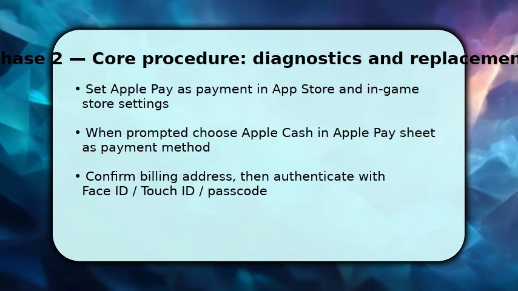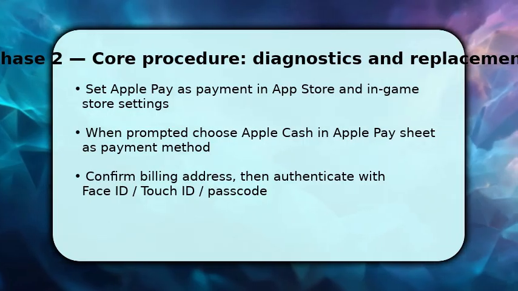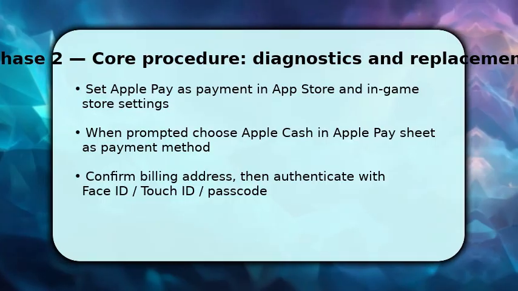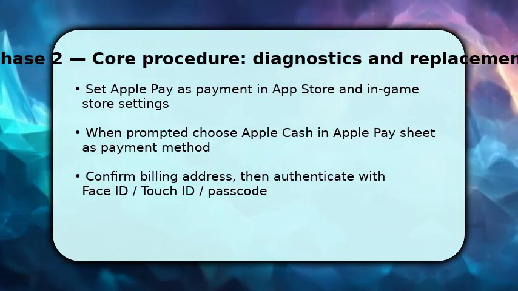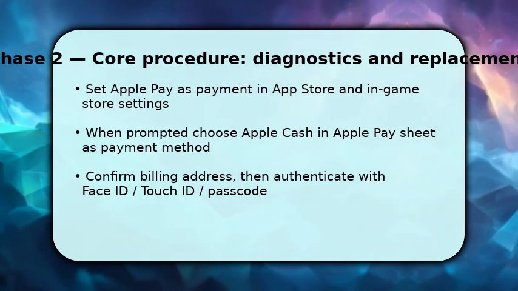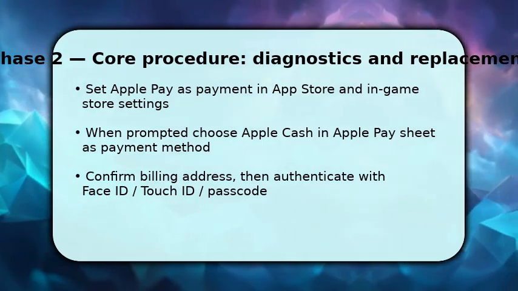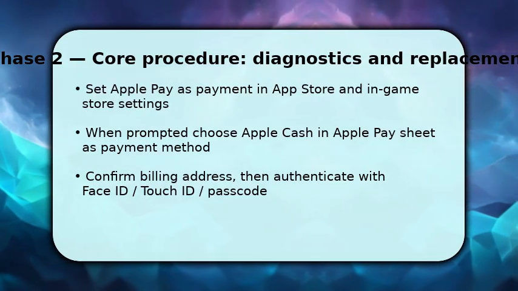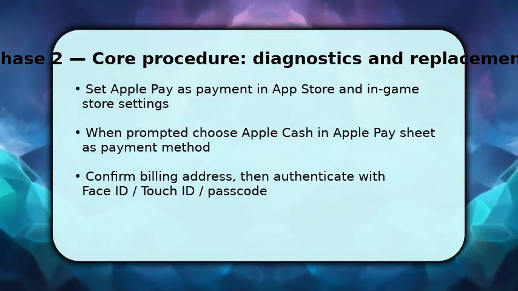Now you link Apple Cash to the actual purchase flow. In the App Store and inside the game store, pick Apple Pay or payment settings and set Apple Pay as your default. When you initiate a purchase, the Apple Pay sheet appears. Tap the payment method row and choose Apple Cash from the list. Confirm the billing address if asked, then authenticate with Face ID, Touch ID, or your passcode. This ensures the game charges your Apple Cash balance rather than a card.